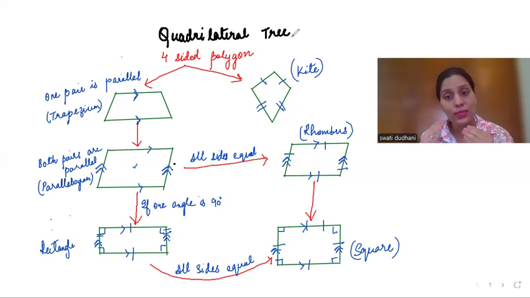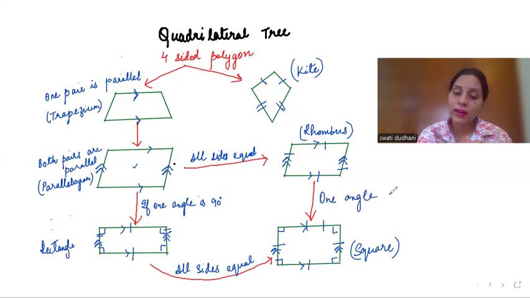So a rhombus is a square when one angle is 90, right? A rhombus is a square when one angle is 90. Similarly, a rectangle is a square when all the sides are equal. So if you see this, a square is a special quadrilateral.